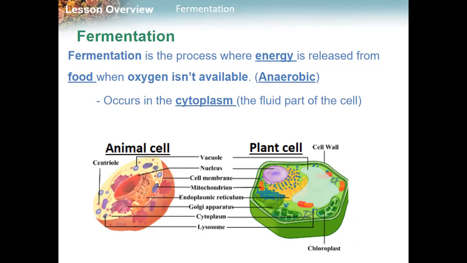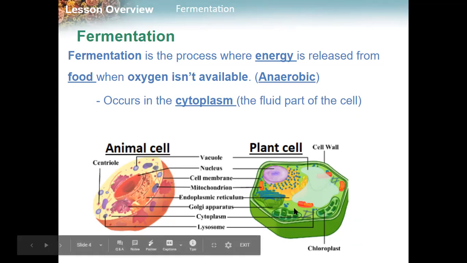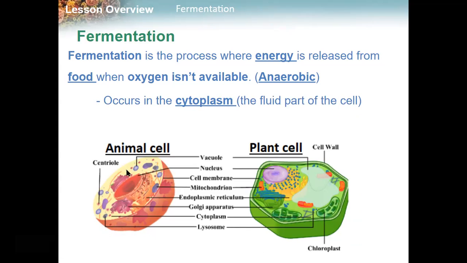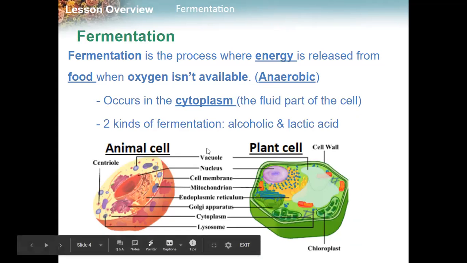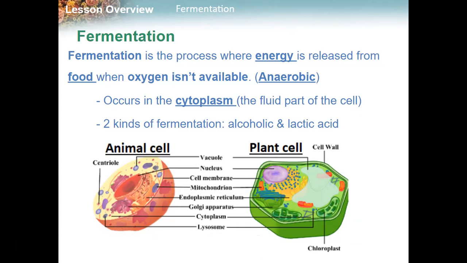This happens in the cytoplasm. That means the fluid part of the cells of both plants and animals. So if you see this area right here, anywhere surrounding those structures, those organelles, all that space, it looks like space, that's actually fluid or liquid. And that's where fermentation occurs. And there's two types of fermentation depending on the type of organism. Some organisms will do alcoholic fermentation to break down their food for energy, and some will do lactic acid fermentation.